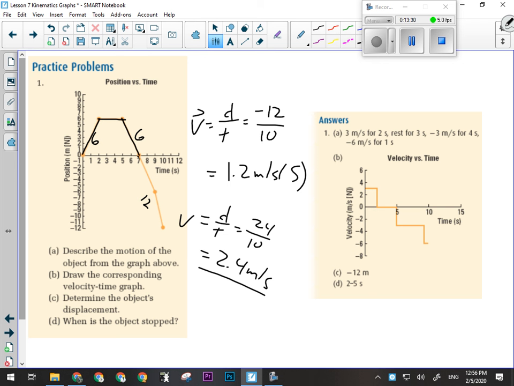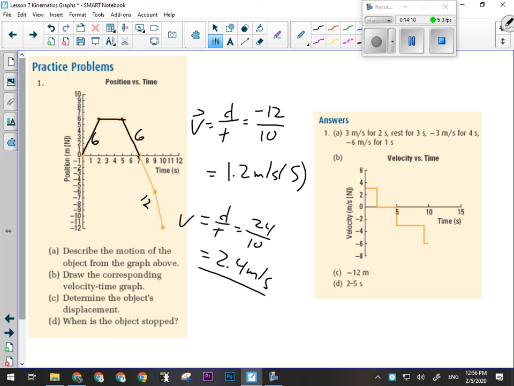Looking at this velocity versus time graph, what's happening in this part of the graph? Constant velocity. What's it doing here? Its velocity is actually 0 here, so it's moving at a constant velocity of 0 meters per second. And then here it's a constant velocity of about negative 3. And then a constant velocity of negative 6 or so. Everybody with me on that?